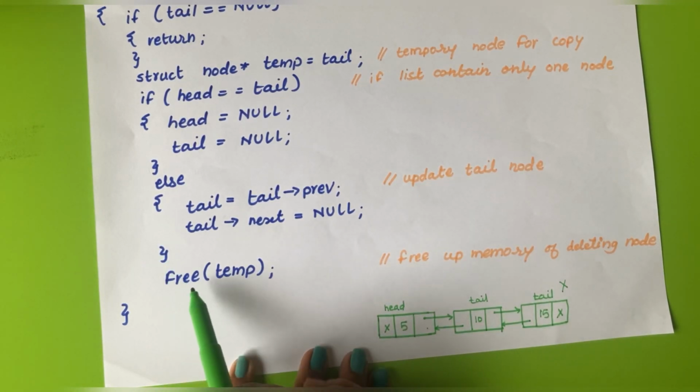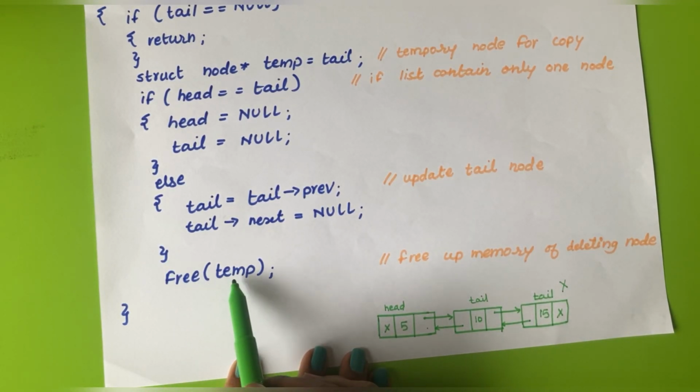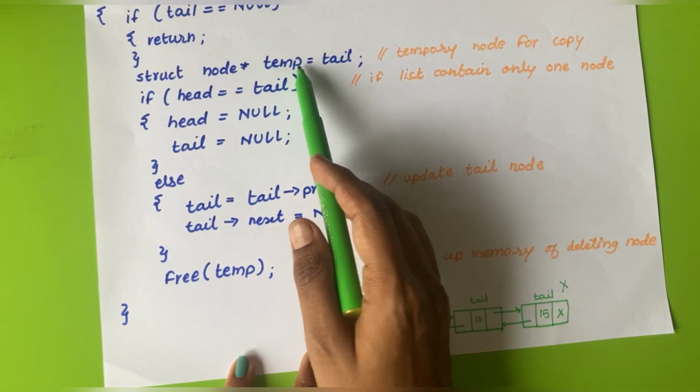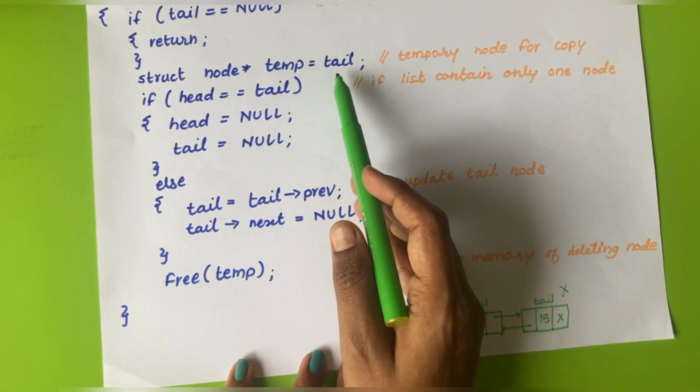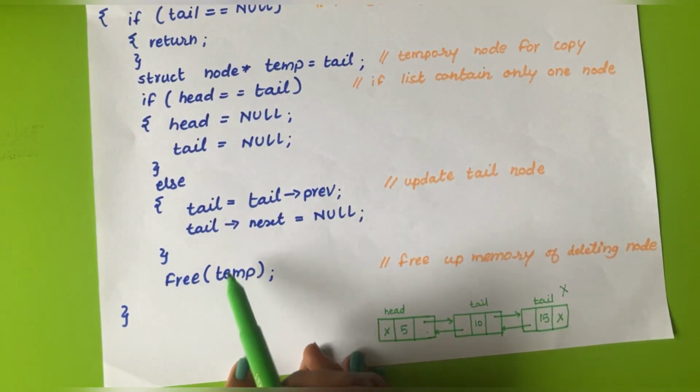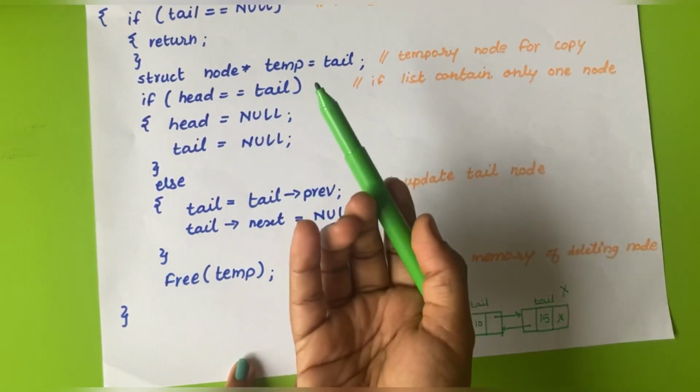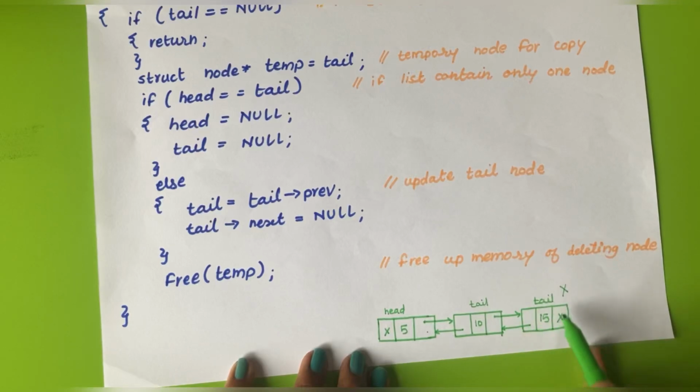Okay, and after that we have to free the memory that is assigned to the temporary variable. In that temporary variable we have already stored the value of tail. So it will free up the memory that was related to the previous tail node. Okay, so this will free up the memory of the old tail node.